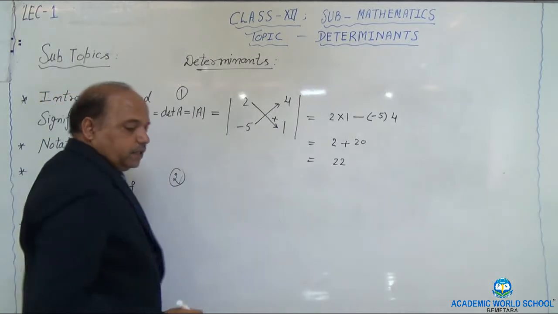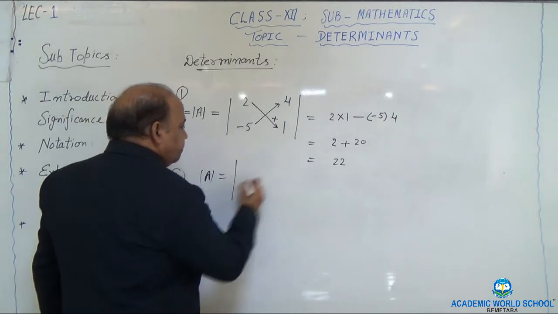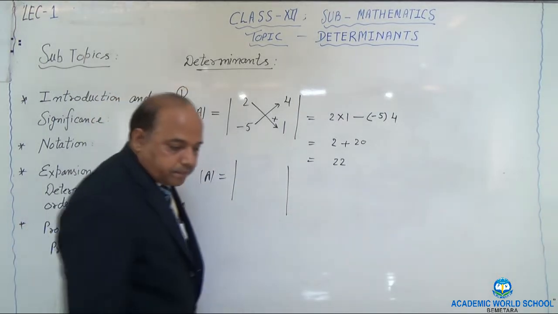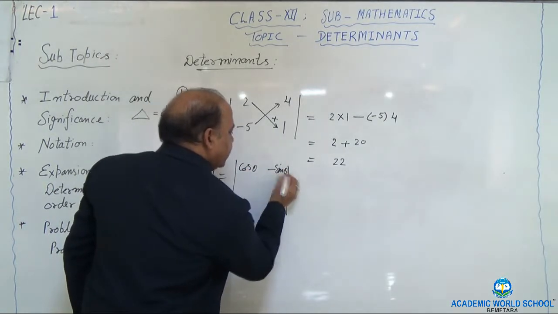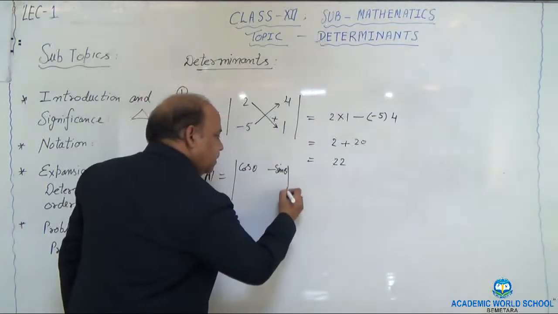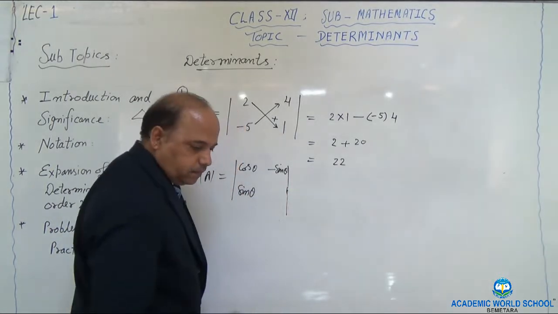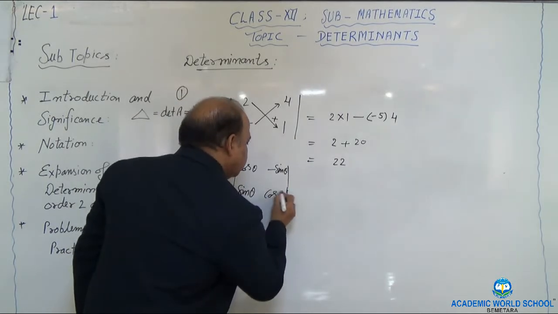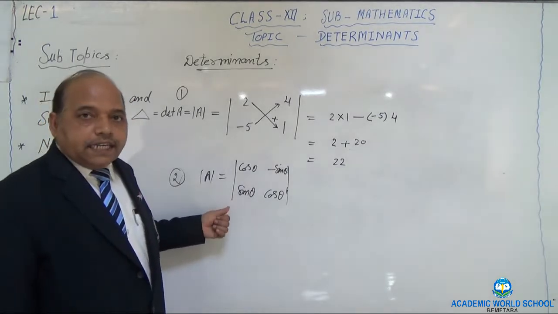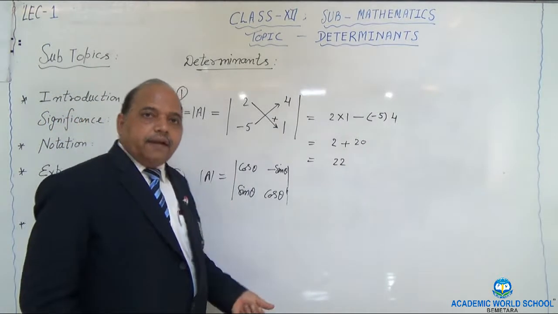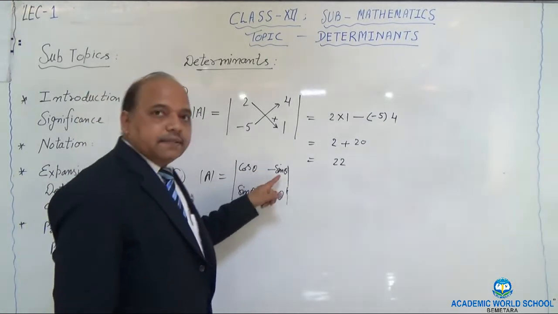Take up the second question. In the second question, let's say the determinant A is given by cos theta, minus sin theta, and then sin theta, and over here cos of theta. Please understand, we have taken a determinant of order 2, where in the first row the elements are cos theta and minus sin theta.